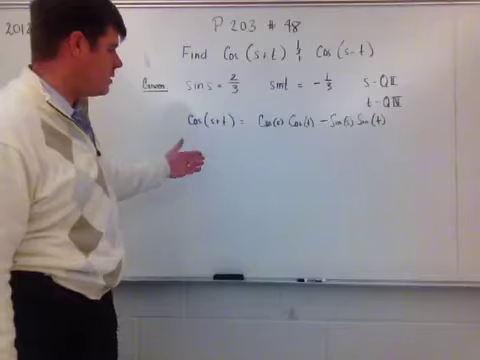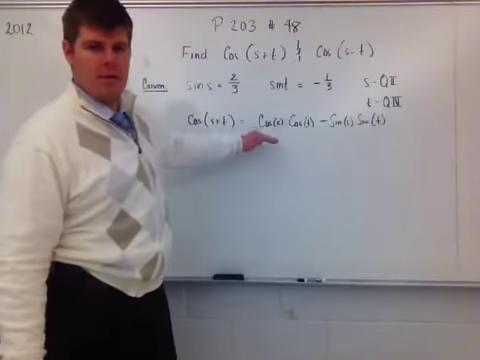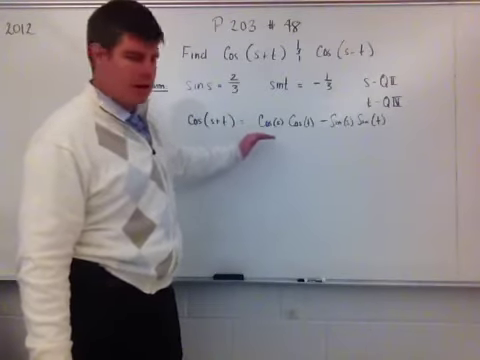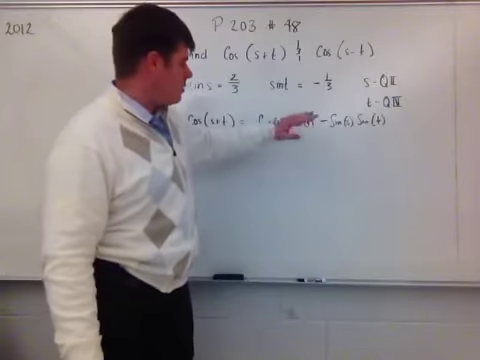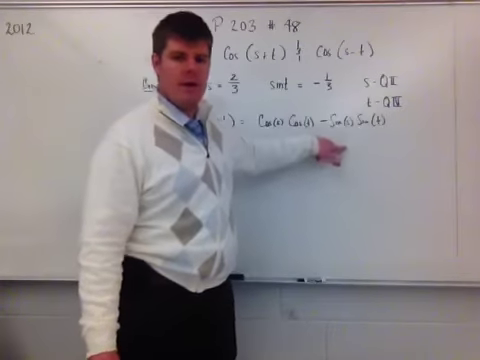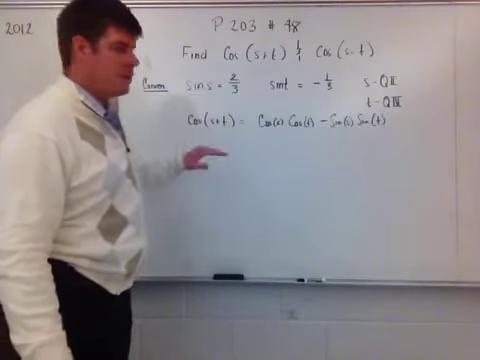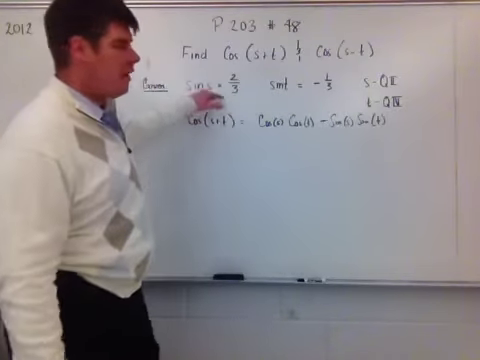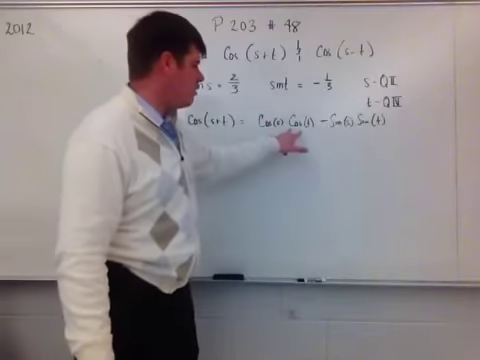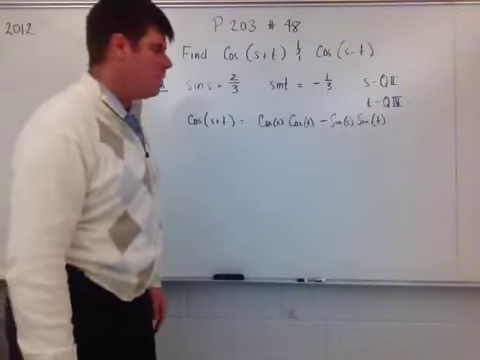The formula for the cosine of a sum is cosine of s times the cosine of t minus the sine of s times the sine of t. What they give me here is the sine of s and the sine of t, but they don't give me the cosine of s and they don't give me the cosine of t.